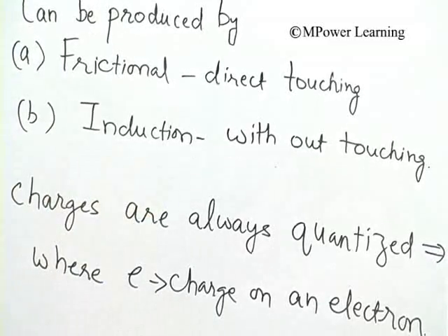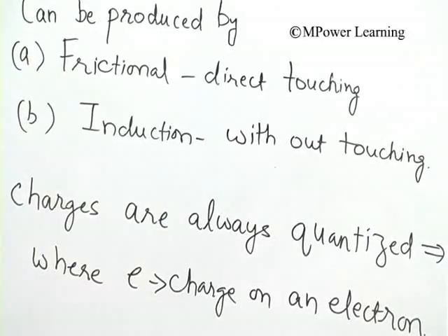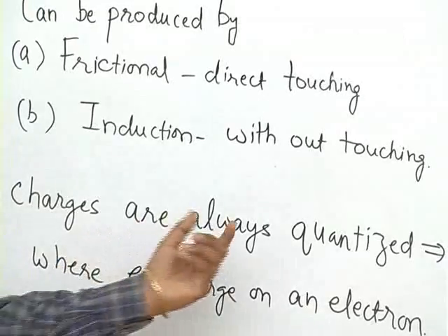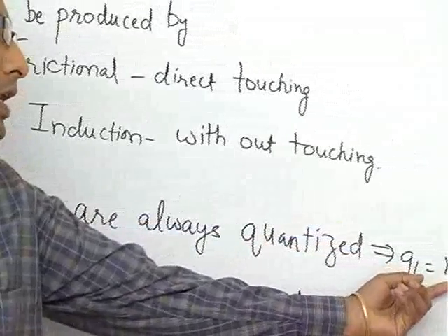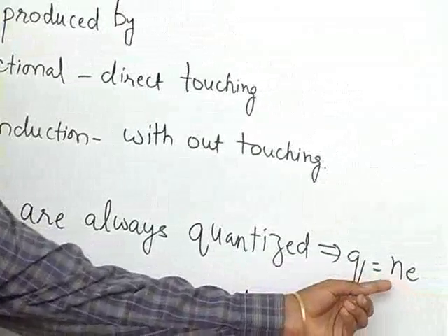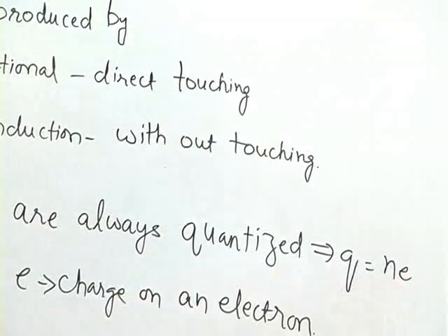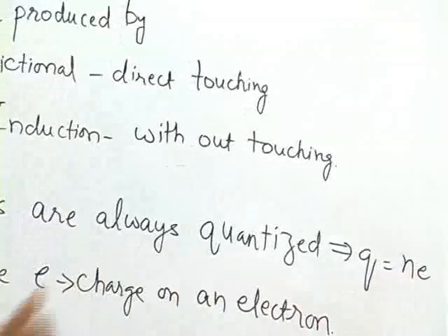Okay. Now the third point about charges is the fact that charges are always quantized. Okay. So any charge Q can be written as n into e, where n is an integer and e is the charge on an electron.